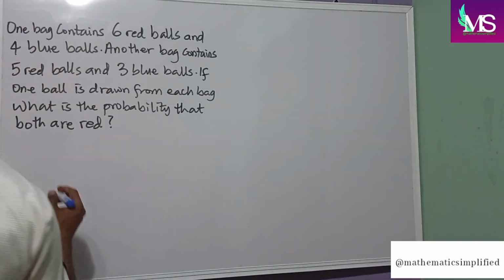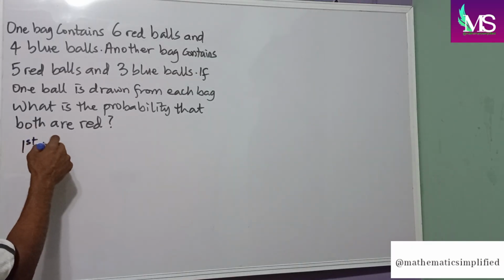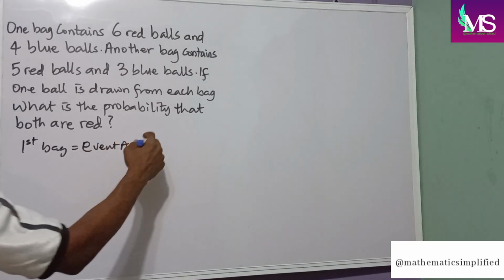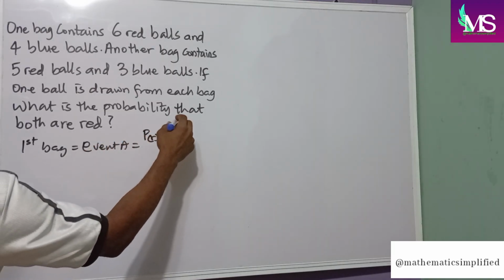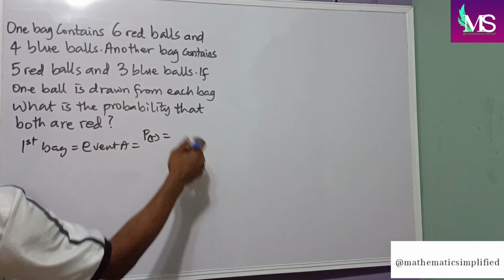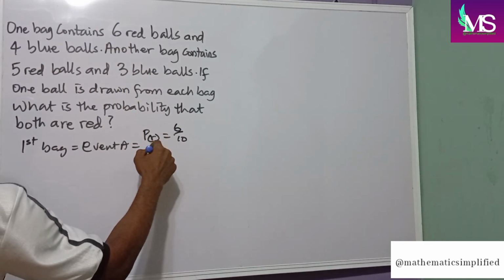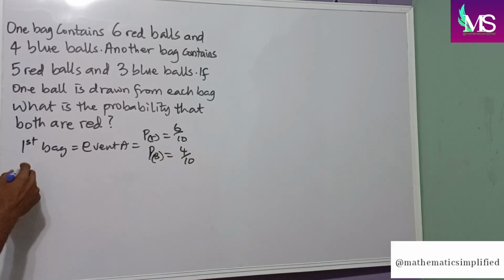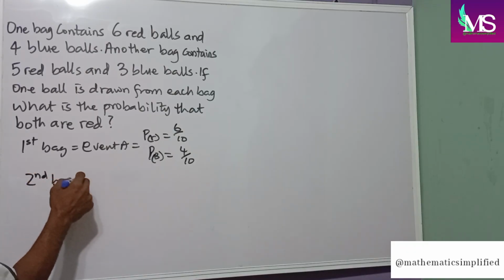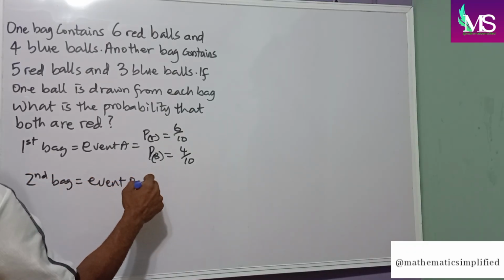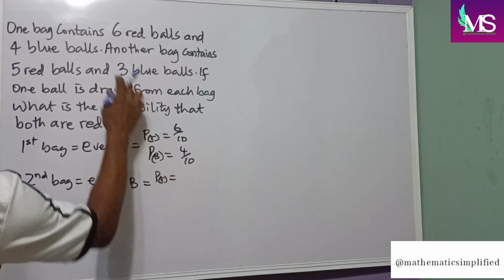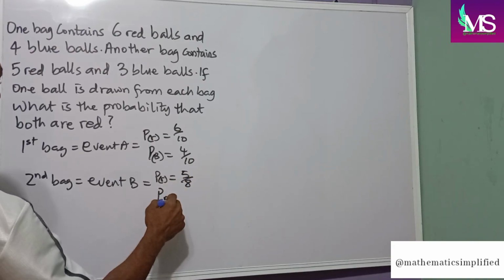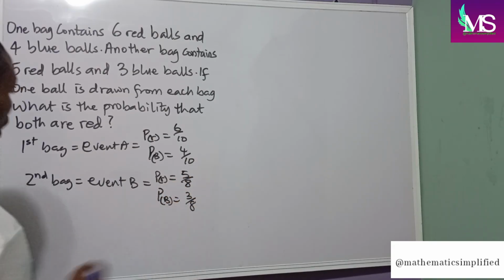Now, if our first bag is event A, the probability of red will become 6 plus 4, which gives us 10. So this becomes 6 over 10, and the probability of blue in the first bag will become 4 over 10. Now in our second bag, event B, the probability of red there is 3 plus 5, which is 8, so that will become 5 over 8, and the probability of blue in the second bag will be 3 over 8.